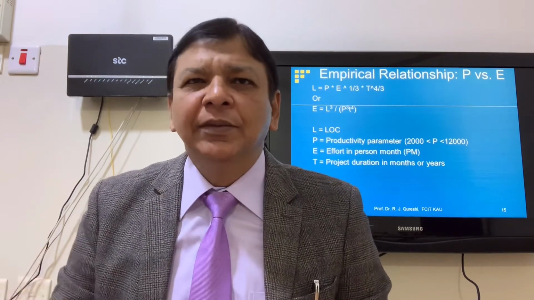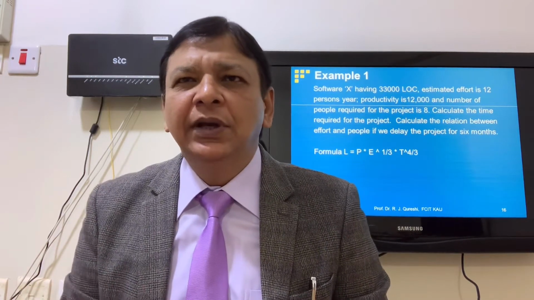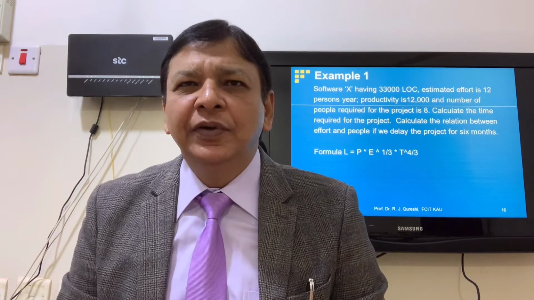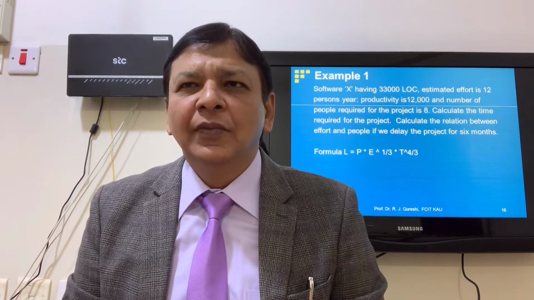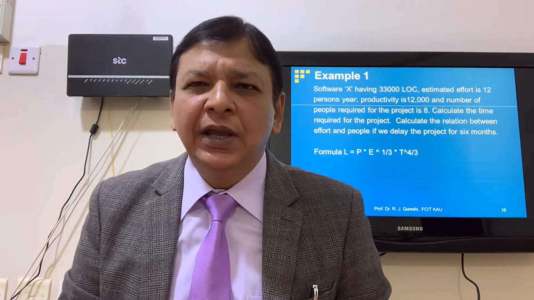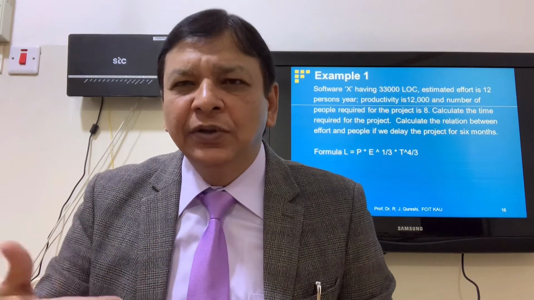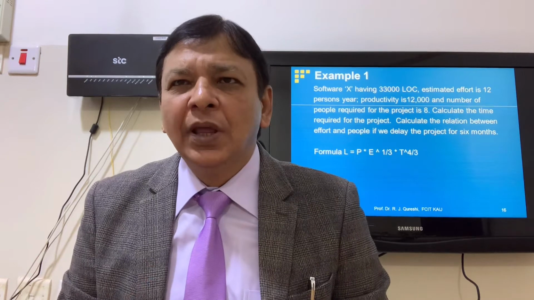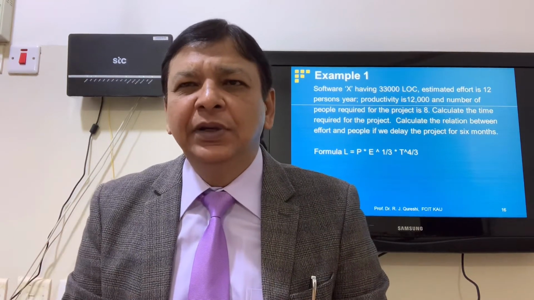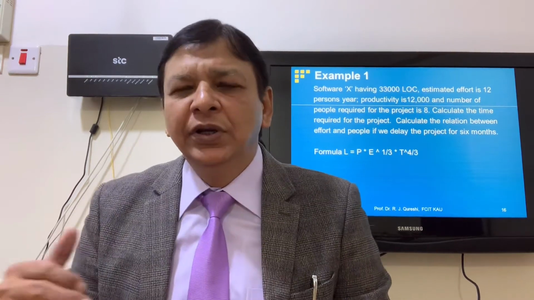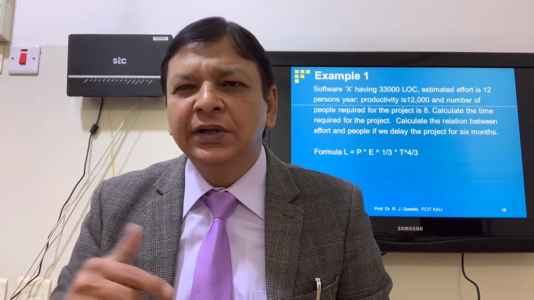T is the time. We have the first example: software X having 33,000 lines of code. Estimated effort is 12 person-years. Productivity is 12,000 and the number of people required for the project is 8. Calculate the time required for this project. First we need to calculate the time. Time is not given. Then calculate the relation, second part, calculate the relation between effort and people if we delay the project for 6 months. We need to check if we increase the time for 6 months, what is the effect on effort? Is it increased or decreased?